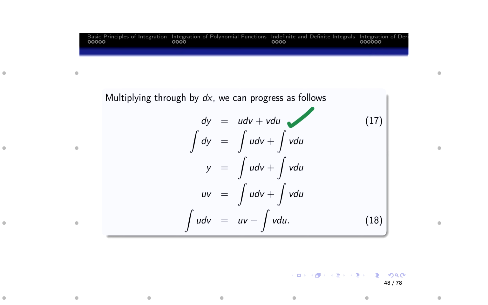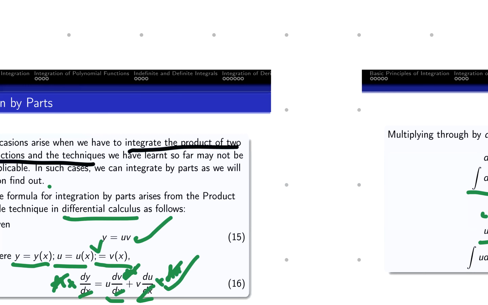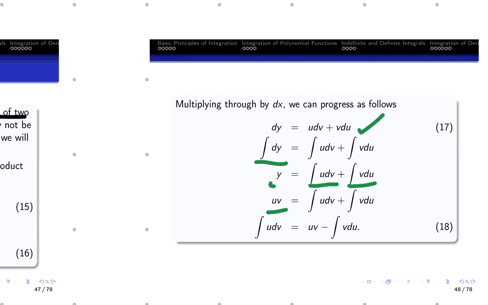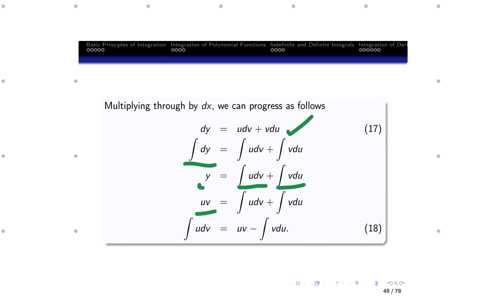And of course, like I told you, the integral of d something is something. Integral of d boy is boy. Integral of d q is q. So the integral of dy is y, right? So then you have the integral of u dv plus the integral of v du. So don't forget again that y is uv, from where we started. So you bring that back. y is uv, and so you now have uv equals the integral of u dv plus the integral of v du.